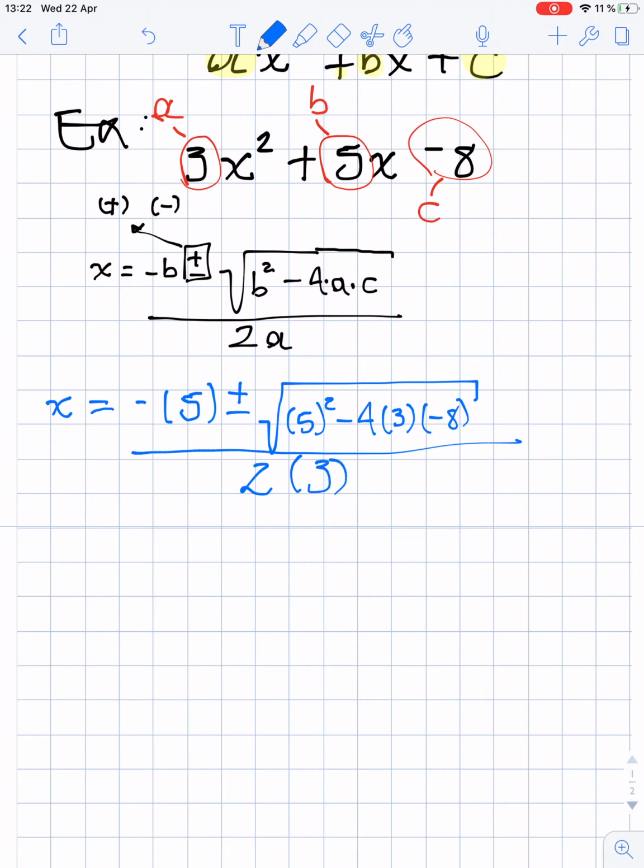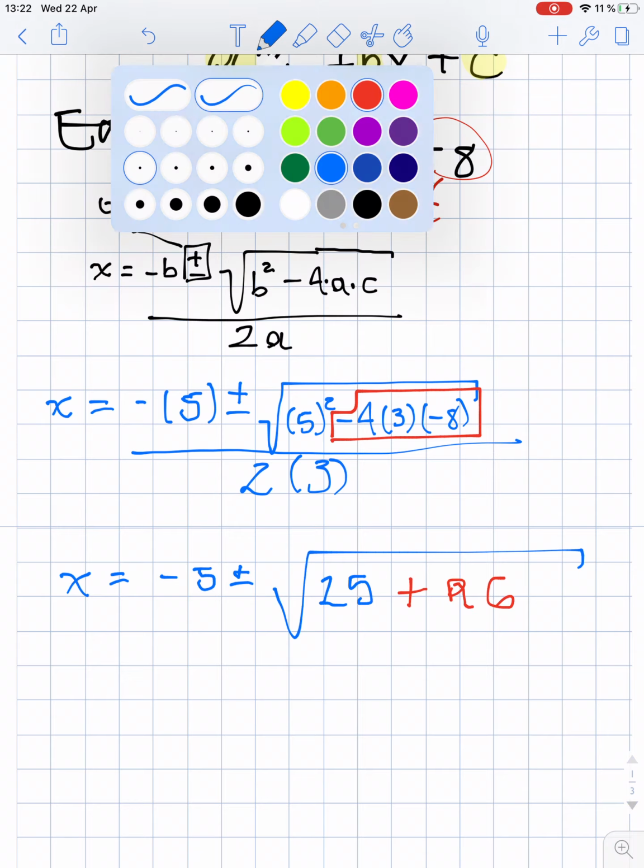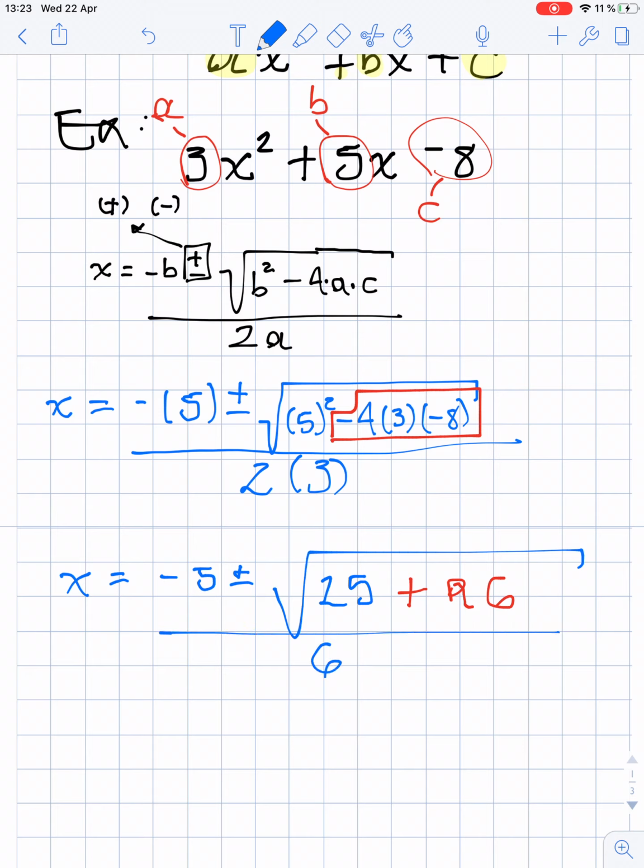Now, the idea is first do the operations you have in the brackets. Therefore, x equals minus 5 plus or minus the square root of 5 to the power of 2, which is 25, minus, well, in this minus, we are going to do the operation. Minus 4 times 3 is minus 12. Minus 12 times minus 8 is 96, because minus and minus is plus. Therefore, the answer is plus 96. And then this over 6, that is 2 times 3, okay?